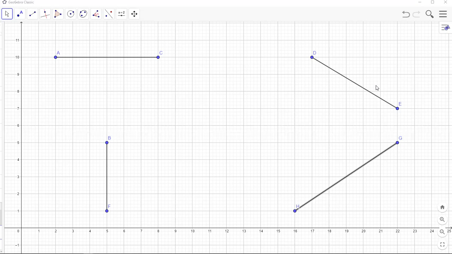We're going to look at the concept of the midpoint, and I have with me here a number of lines that appear. Okay, you will see them. I hope you can see them actually. You can see I've got line AC, and line BF here, which is vertical. AC is just horizontal, and DE is the diagonal line. The same thing here with HG. That's what we can see.